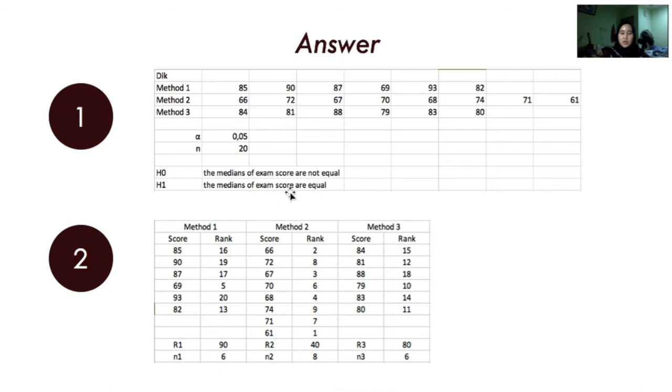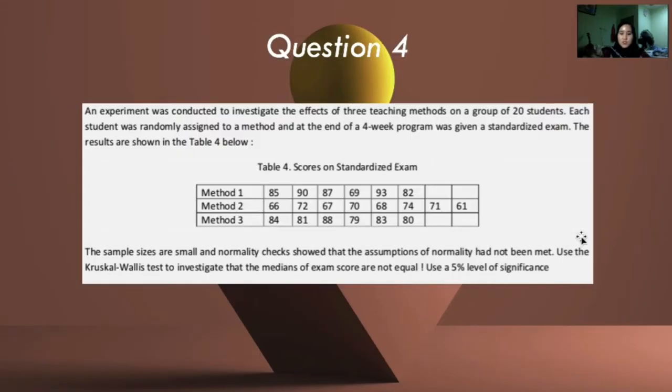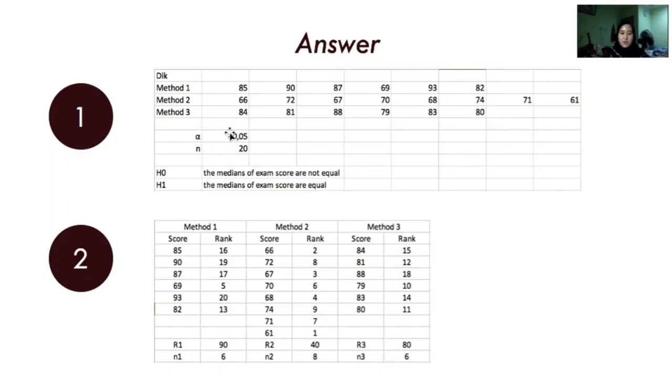H0 is where the medians of exam score are not equal, and H1 is where the medians of exam score are equal. For alpha, we were asked to use the 5% level of significance, so alpha is 0.05, and n is the amount of the overall data.